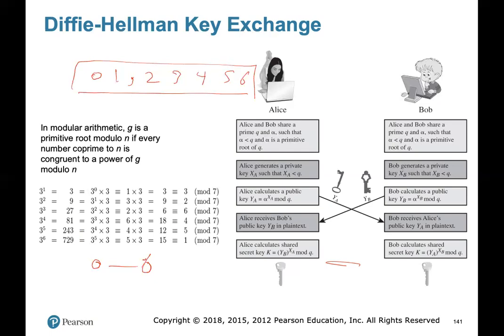And anything in modulo 7 can be written as a power of 3. For example, 3 itself is 3 to the power of 1. 2 can be written as 3 to the power of 2. 6 is 3 to the power of 3. 4 is 3 to the power of 4, and so on. That's why we say that 3 is a primitive root in modulo 7.